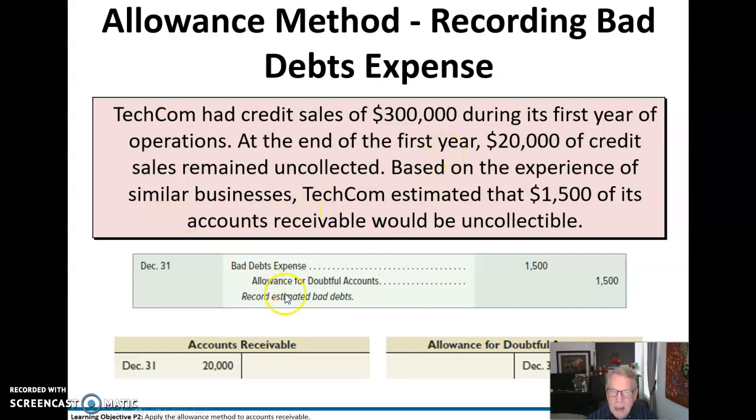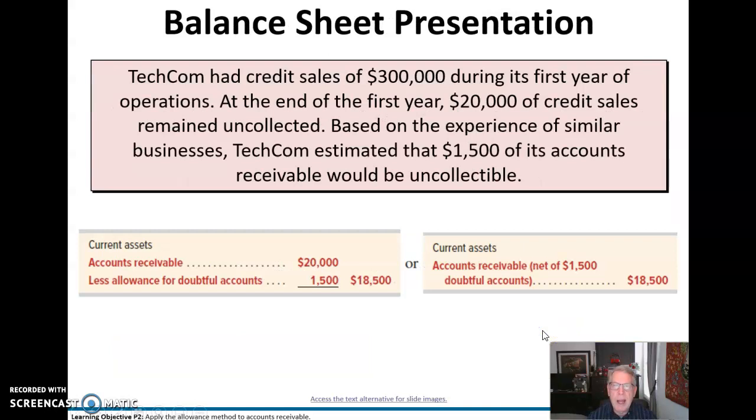So at the end of the year, we're going to debit bad debts expense here on the income statement. That's going to reduce the income in that period, even though it's an estimate, and credit the allowance for doubtful accounts on the balance sheet. Okay, so in T account format, you see what has happened here and here.